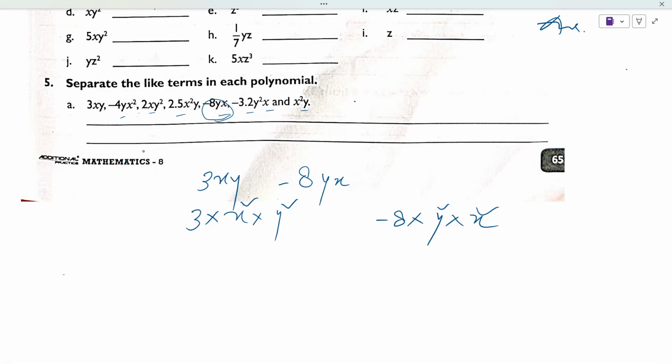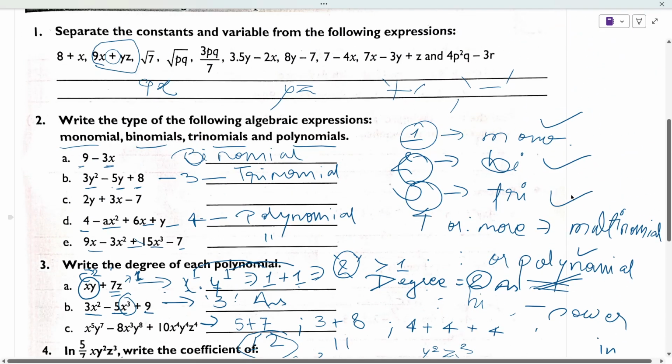Now if we see the second term, we have minus 4yx square. So we need to look for the variable part yx square. Do we have yx square, y square? No. x square y, yes. yx, no square, no. Minus 3.2 y square x, no, we need x square, not y square. And x square y, one more in the last. So all these three which have a tick over them are like terms. So that was about like terms.